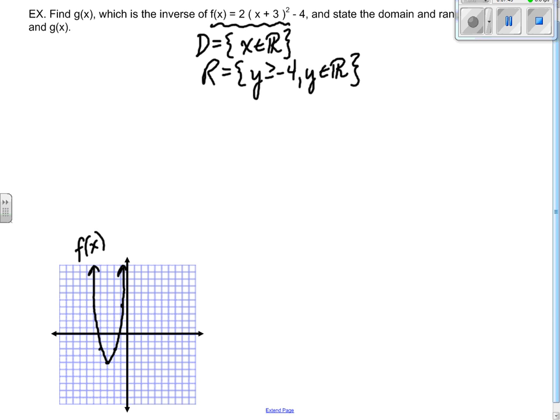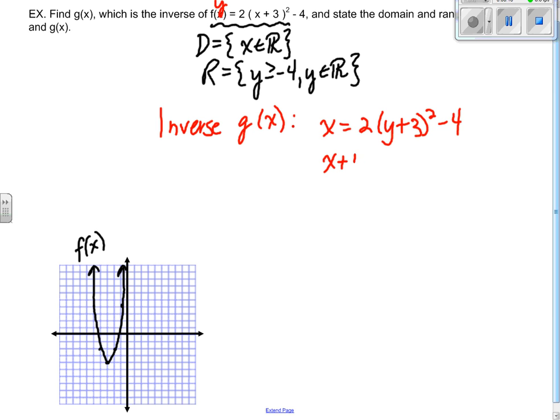Let's look at g of x now. G of x is the inverse. So for g of x, I'm going to change the y and the x values of my original f of x. So for g of x, x equals 2 times (y plus 3) squared minus 4. I'm going to rearrange it into the form that I'm used to, y equals. So let's add 4 to both sides. So inverse order of operations to isolate y. Going to divide both sides by 2.